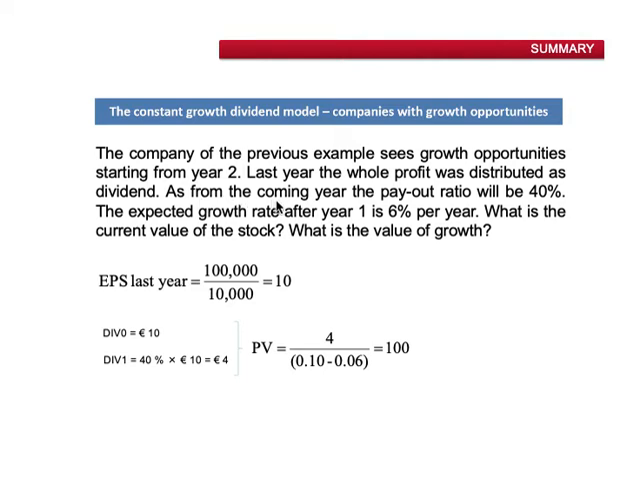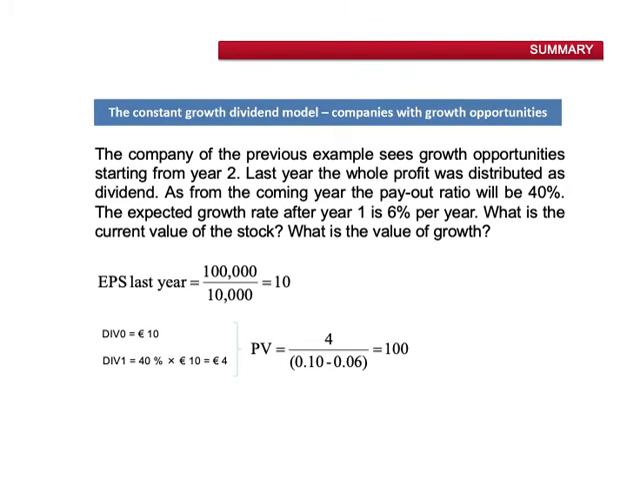As from the coming year, the payout ratio will be 40%. That means that 60% will be reinvested in the business at the end of the first year. The expected growth rate is going to be 6% per year after year 1, 2 and onwards. The question is, what is the current value of the stock and what's the value of growth?